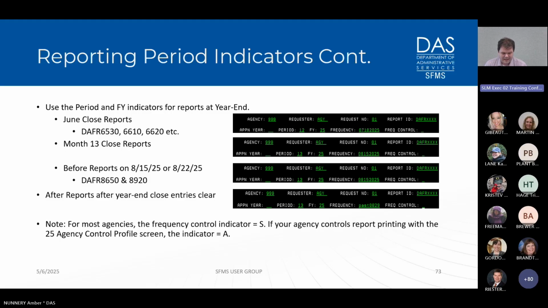And finally, after reports are ordered any date past August 29th. This little frequency indicator on the example isn't an actual indicator. It's just to show you order it past this day. And note, for most agencies, the frequency control indicator equals S. If your agency controls reporting with the 25 agency control profile screen, the indicator will equal A.